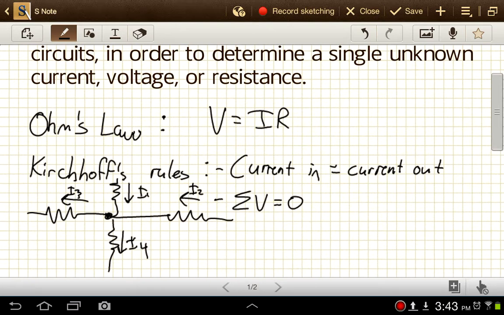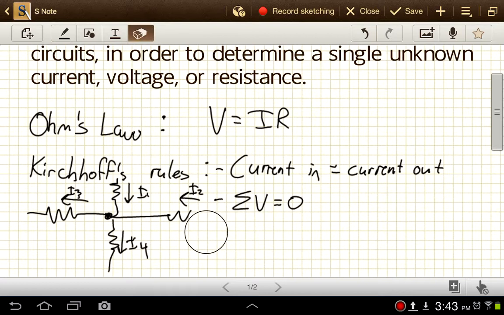Otherwise, we get this really rapid buildup of charge at this point, which doesn't make sense. If the charge were building up there, we'd have very large forces, and the current would stop flowing in that direction. It would stop flowing toward that point if it couldn't get any more charges that way. So we have to have the currents be equal there.